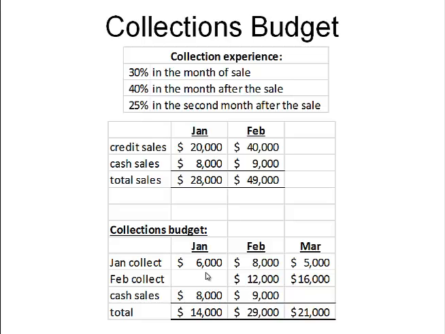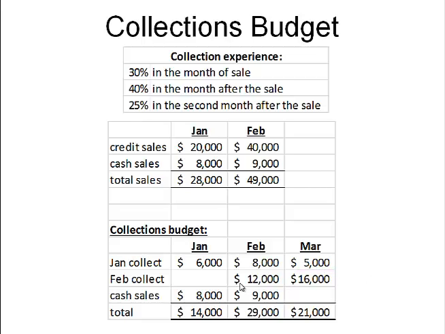So how did we get these numbers? The $6,000 came from the $20,000 times the 30%. The $8,000 came from that $20,000 times the 40%. And then in March we would get the last 25%. That would be the $20,000 times the 25%. And the final 5% we don't show in our collection budget because we're not sure we're going to collect it.